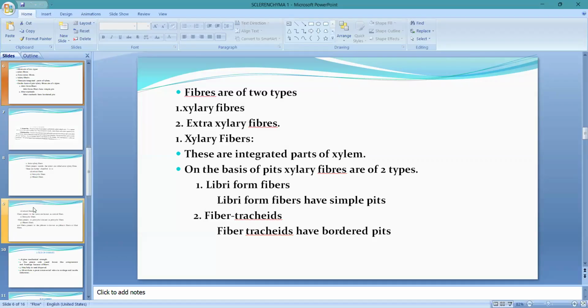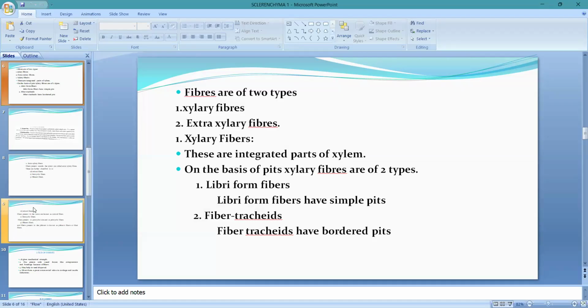Perivascular fibers examples: Aristolochia, Helianthus. Next, phloem fibers. Those originate in the primary and secondary phloem. Examples are Linum and Nicotiana. Corchorus, Linum, Corchorus, Nicotiana. These are examples for the phloem fibers.